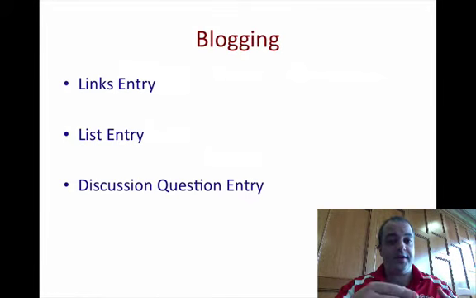So I'll post an example of a links entry, an example of a list entry, and then the final one is a discussion question entry, which could be done in the form of just a broad open prompt. You could do it in such a way where you're providing some contextual information or some commentary and then asking a question about it. But the whole point of the discussion question entry is it's designed to get people talking on your blog. So I'll post samples of all 3 of those on my own blog, and there are also some samples included in the materials in Moodle.